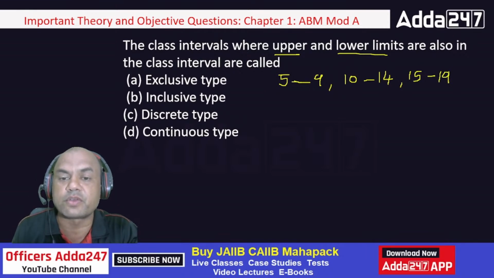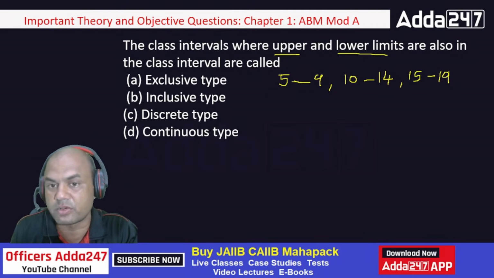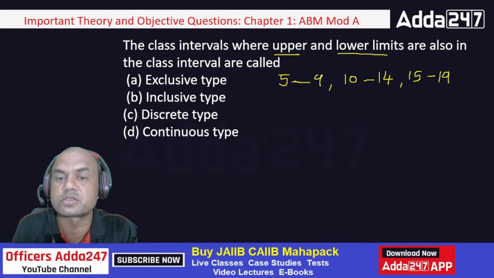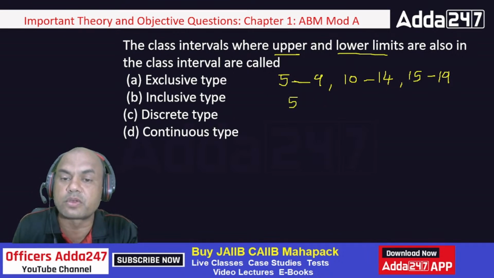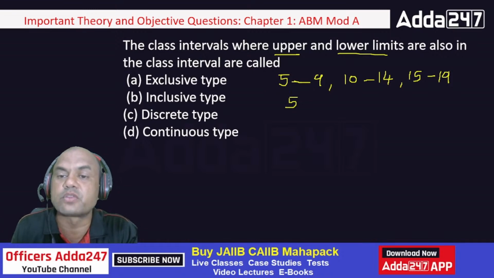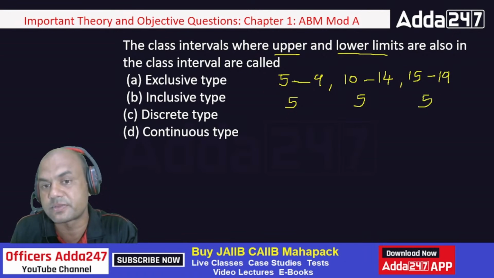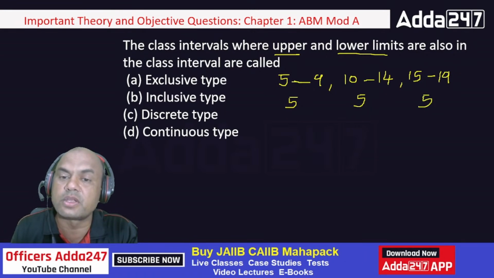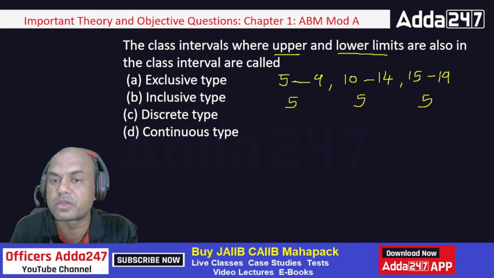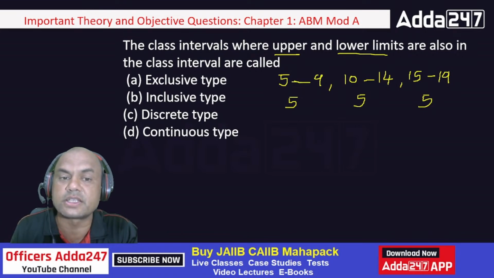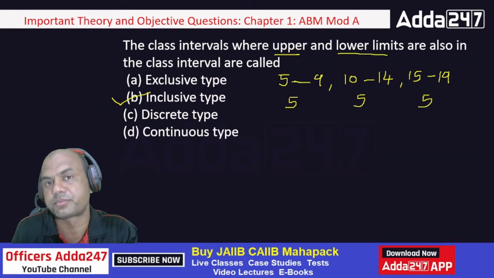So 9 minus 5 is 4 plus 1. See here, 9 is already included, but 5 should also be included. So the difference is 5 over here. 14 minus 10 is 4 plus 1, this 10 is to be added again, so it becomes 5. 19 minus 15 is 4 plus 1, so 5. So class width doesn't change. Whenever you include both the upper and the lower limit, this is called inclusive type.